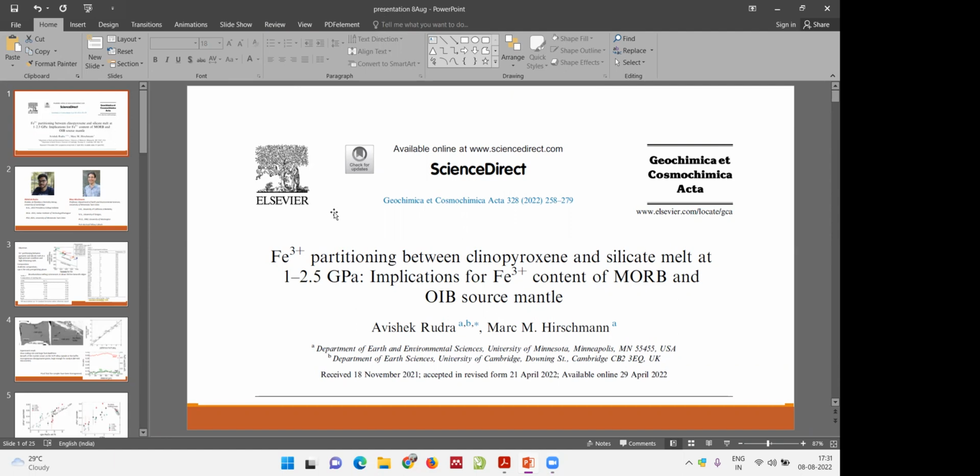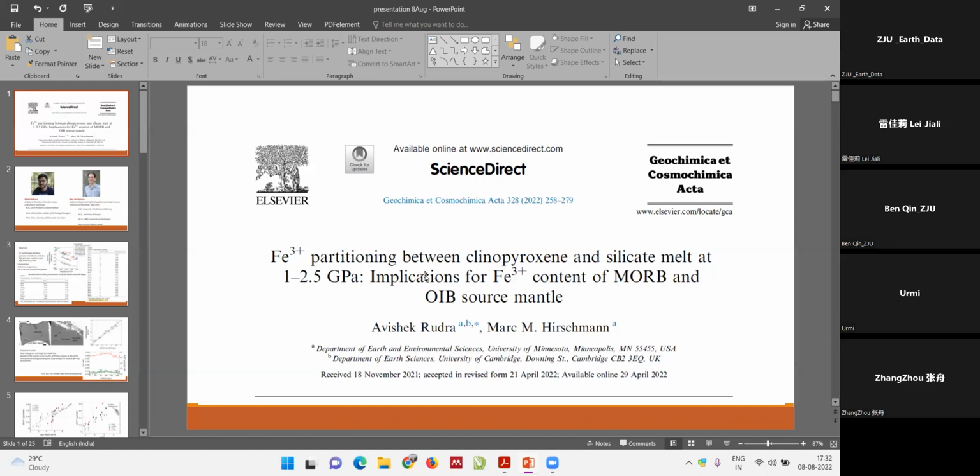So today I'll lead the paper discussion on Fe3+ partitioning between clinopyroxene and silicate melt at 1 to 2.5 GPa: implications for the ferric iron content of MORB and ocean island basalt source mantle. This paper is authored by Abhishek Rudra and Mark Hirschmann.